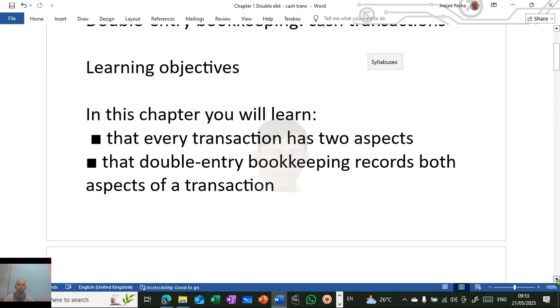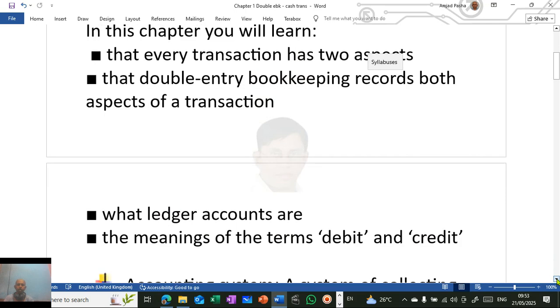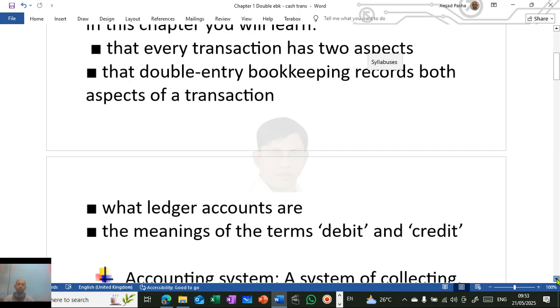What are the two aspects? That is the debit aspect and the credit aspect, both aspects. So that is what it is. So what ledger accounts are? Here we are going to learn what ledger accounts are, and the meaning of the terms debit and credit. So this also we are going to learn in this lesson.